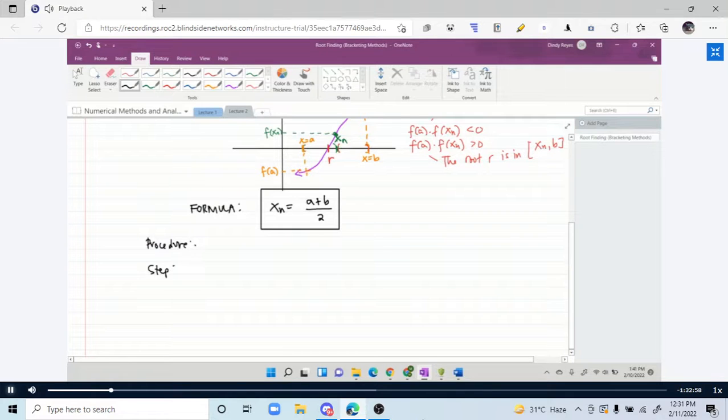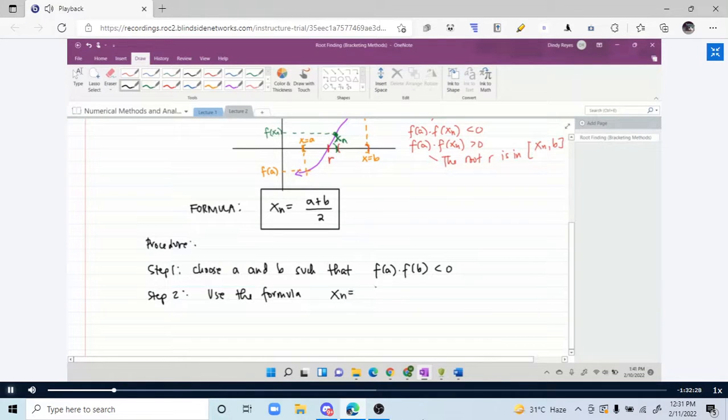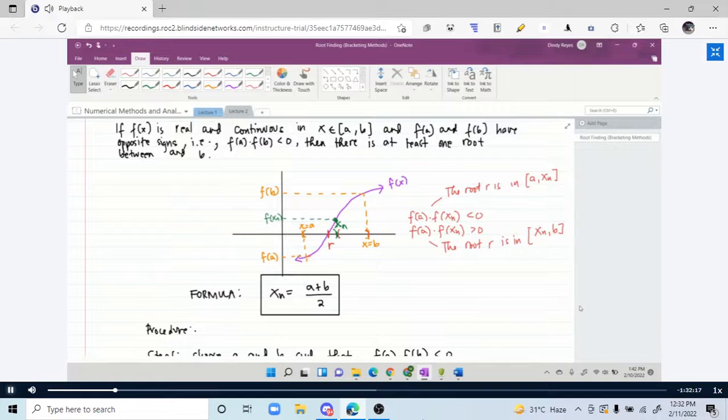Okay, step 1, choose A and B such that f of A times f of B is a negative number. Okay? Now, step 2, use the formula X sub n equals A plus B over 2 to get the next approximate. Okay? And then the last step would be this decision making.